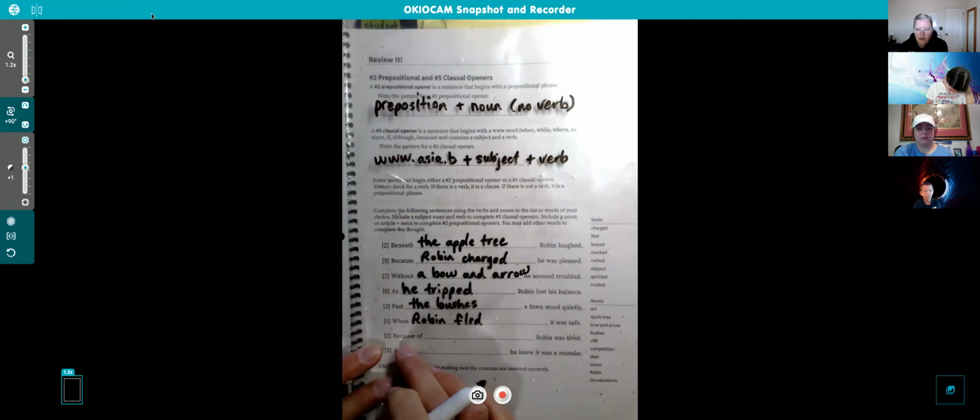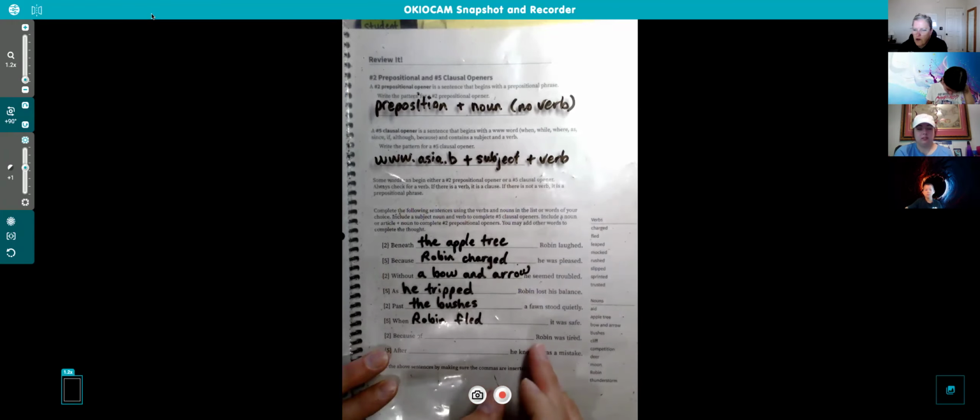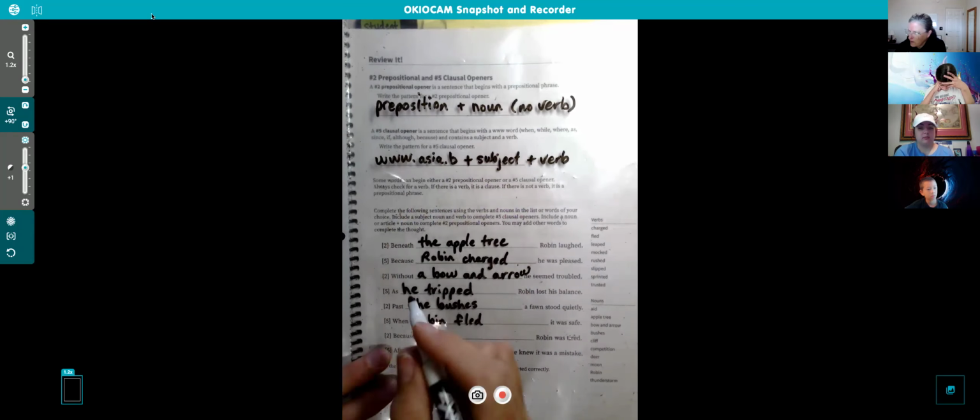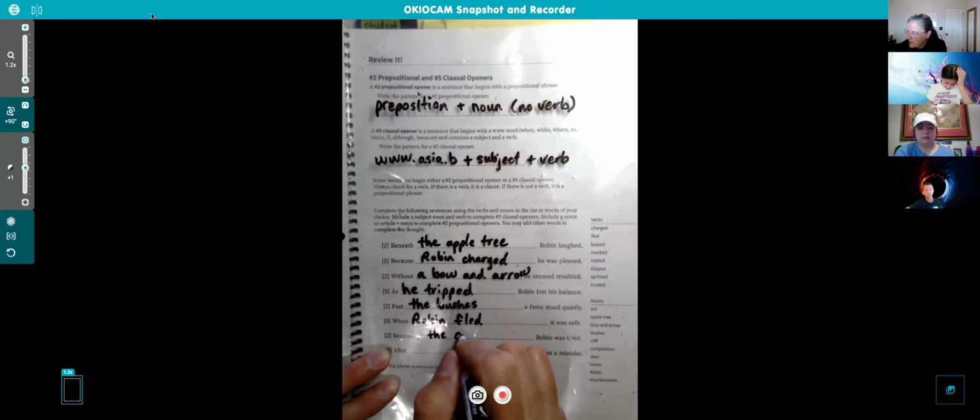Good. And then this one, because of, notice the word of here. This is making this a prepositional opener. So no verb here for William. Because of blank, Robin was tired. Because of the competition.